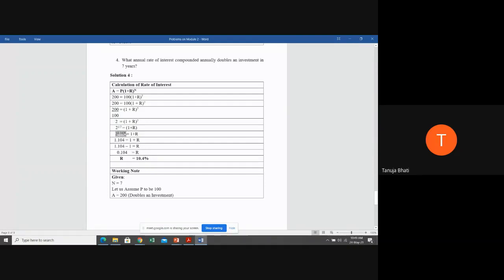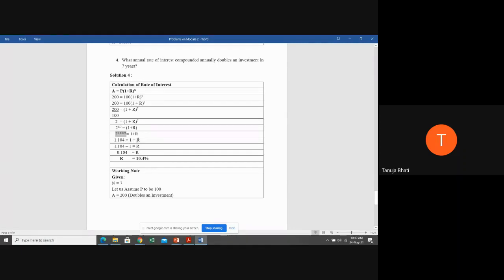Now, how are you going to solve this particular base raised to the power? Now, since it is not a whole number, you can use your scientific calculators. On your scientific calculator, you need to write 2, then write the exponential sign, then write 0.1429. So the answer will be 1.104 is equal to 1 plus r.